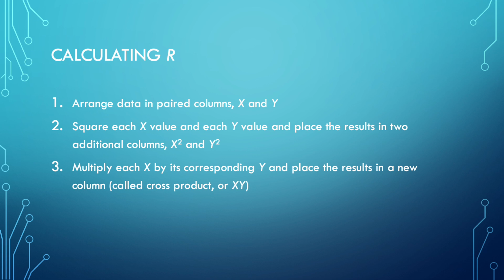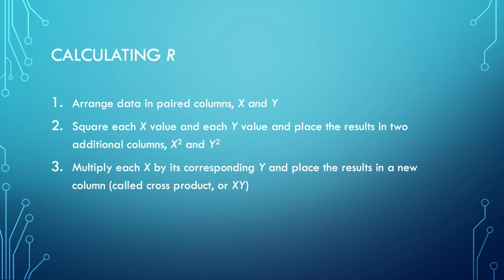So how do you calculate R? There are some statistical software programs that can do this for you. However, it's really important that we understand where these numbers come from, so we are going to go through it by hand so that you have a better understanding of how we calculate R. The first thing that you have to do is arrange the data in paired columns, so X and Y. We then square each X value and each Y value and place the results in two additional columns, X squared and Y squared. I will go through this step by step as we go.